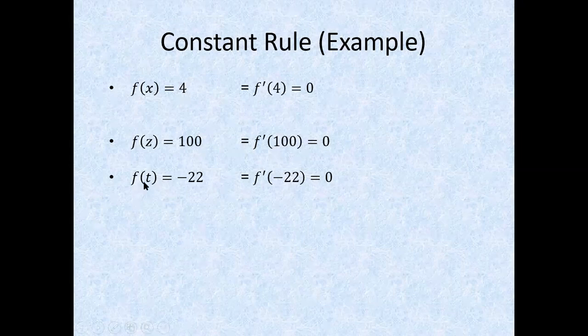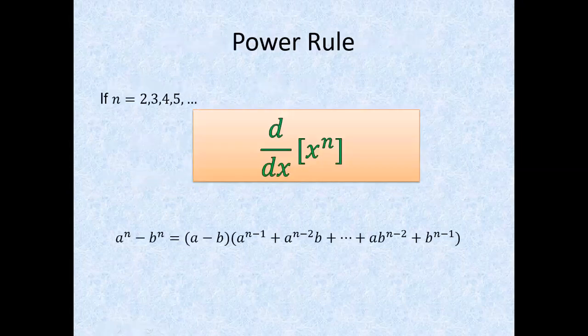What will be f prime of t if f of t equals minus 22? It is f prime of t equals 0. So it is so simple. Now we have the power rule again, as I promised you.